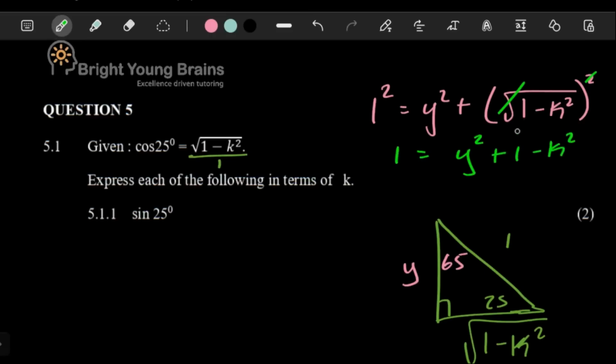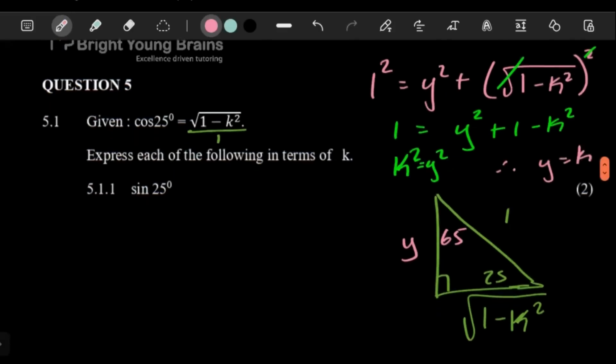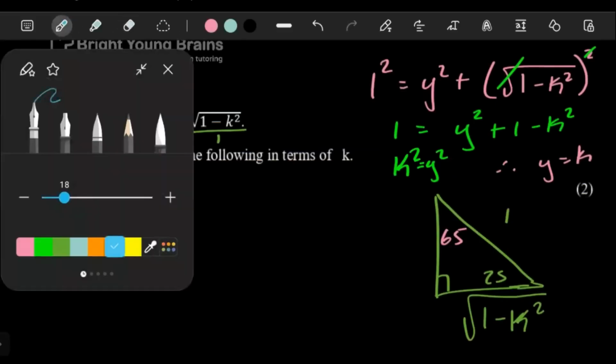So what we now know is that the 1 minus k squared goes to the far left. So here 1 minus 1, it goes away. The k comes over, it's k squared. Square root both sides, you're going to have k is equal to y. So this part here we're just going to label it k. We have just proven it.